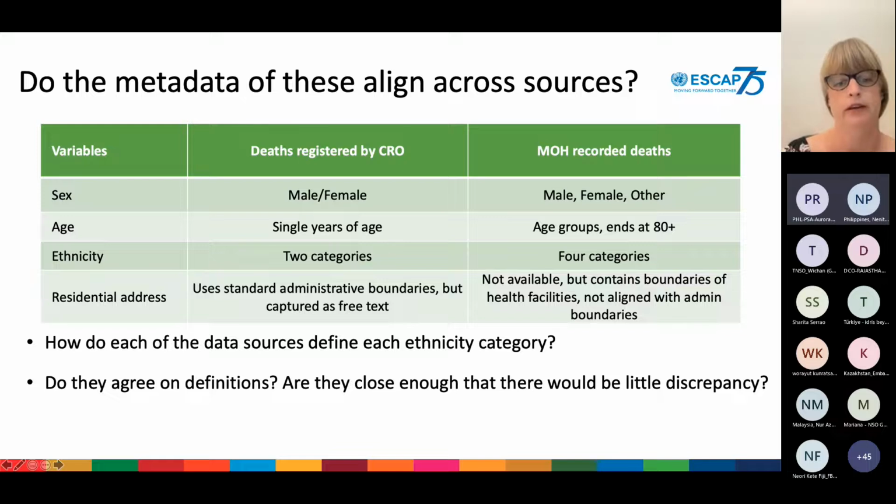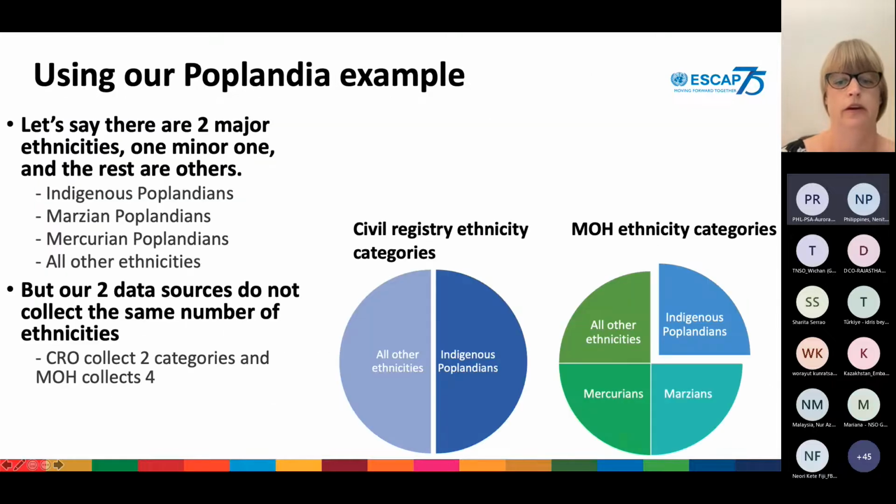Okay, moving on to ethnicity. We first want to ask how each of these categories are defined, make sure that the definitions are aligned or that they're close enough that we aren't going to have very large discrepancies. So in our example, we said the Civil Registry had two categories, Indigenous, and then everybody else is lumped into all other ethnicities, but the Ministry of Health has Indigenous, Marzians, Mercurians, and all other.